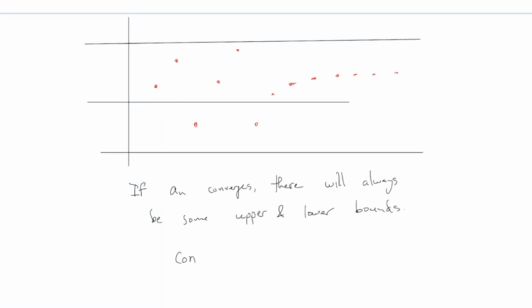So if a_n converges, there will always be some upper and lower bounds. All right. So converging means that it's bounded. I could say it that way. Convergent, this is how we sometimes would write this: convergent implies bounded, right? If it's convergent, then it is automatically bounded.